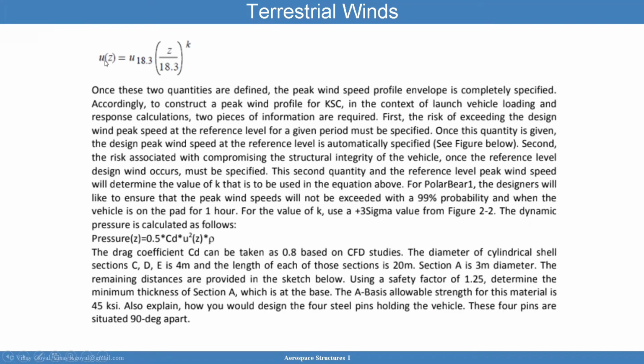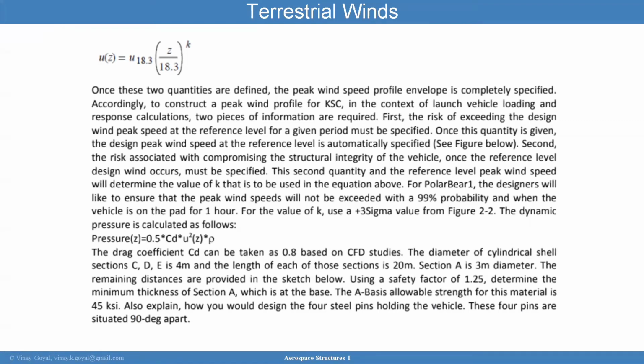And notice that this speed by itself is not enough. What causes the vehicle to bend is the pressure of that wind pouncing on that vehicle. So you definitely want to use a pressure calculation for that. And that's going to be 0.5 times CD, the drag coefficient, times this velocity squared times the density, the air density. The drag coefficient is typically 0.8. You can just use that for now, but it could depend on wind tunnel testing.